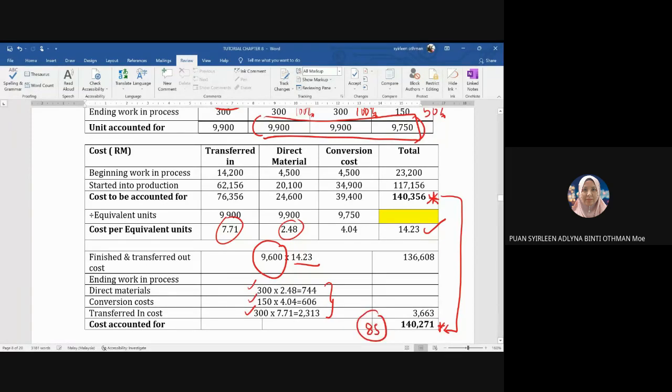271. Okay, so dia ada difference RM85. Ada beza sikit. Alright, okay, so this is for question 4. Ada apa-apa nak tanya? Question 4? Tak ada? Okay, good. So we proceed to question 5.